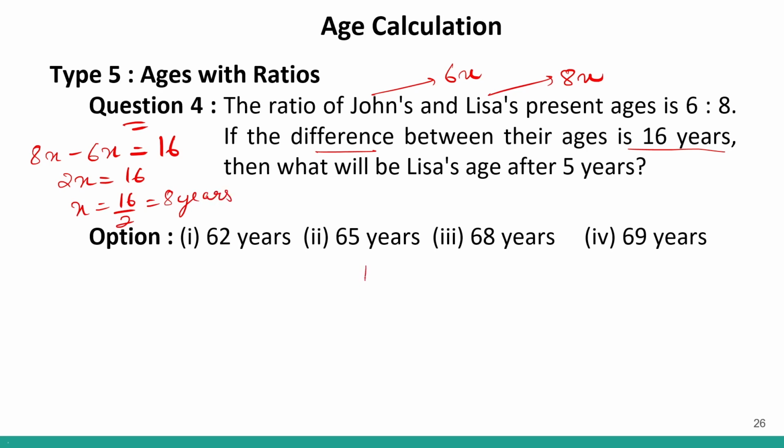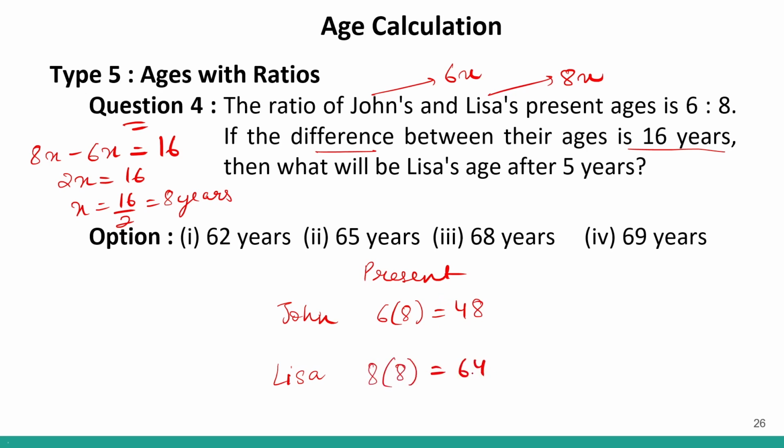Based on this information, can we find the present age of John and Lisa? Yes. So John's age is 6x. So that means 6 into 8, which is equal to 48. Similarly, Lisa's age is 8x. So 8 into 8, that means 64. These are their present ages.